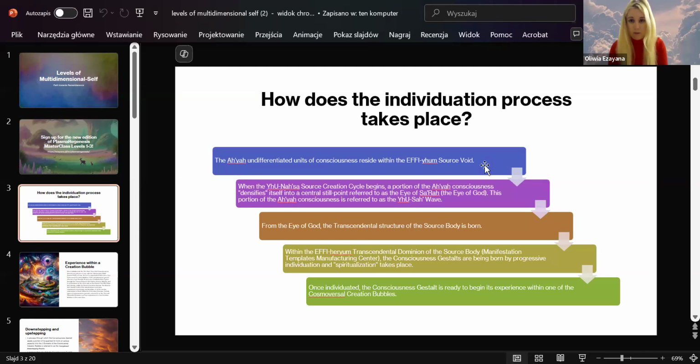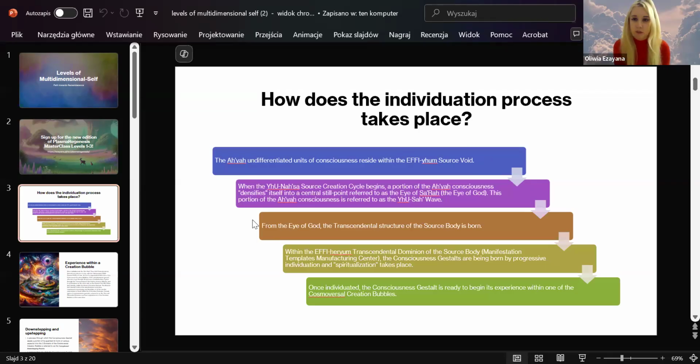And that Yusa wave is basically containing the quantum that will be used for the entirety of the UNASA source creation cycle. So we are technically all a part of the Yusa wave because we are in the middle of such creation cycle. So from the eye of God, the transcendental structure of the source body is born, and that transcendental structure of the source body is composed of the quantum of the Yusa wave.